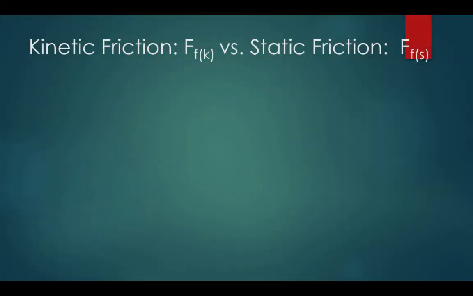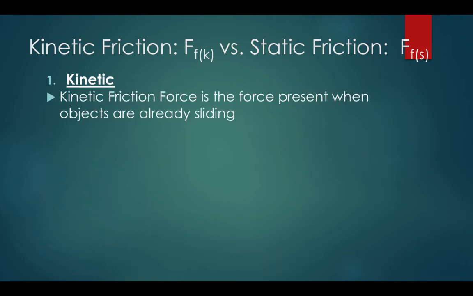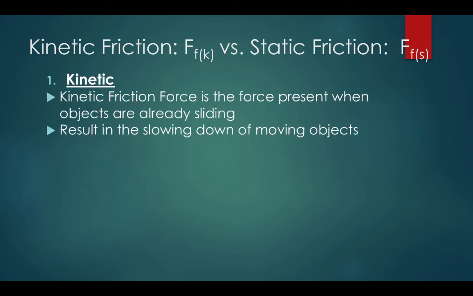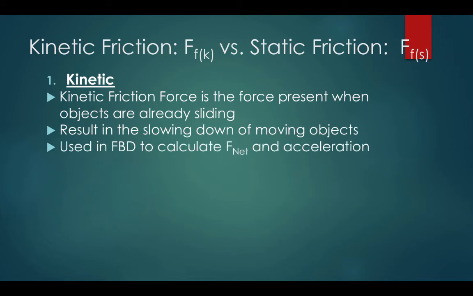There's two types of friction: kinetic friction, F sub Fk, and static friction, F sub Fs. Kinetic friction is the force present when two objects are already moving or sliding over one another. It counters movement and results in slowing down of the moving object. It can be used in free body diagrams to calculate F net and acceleration.